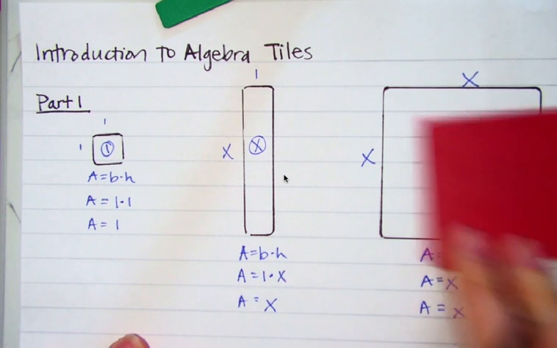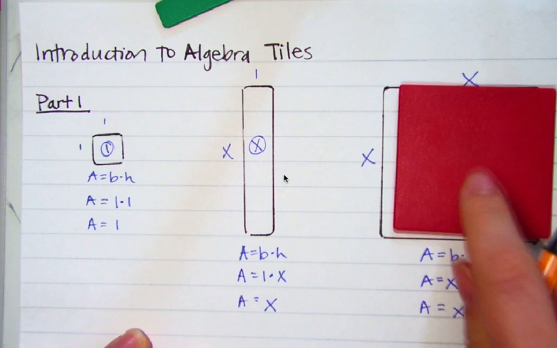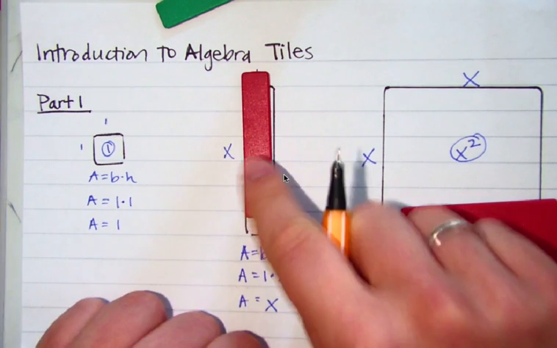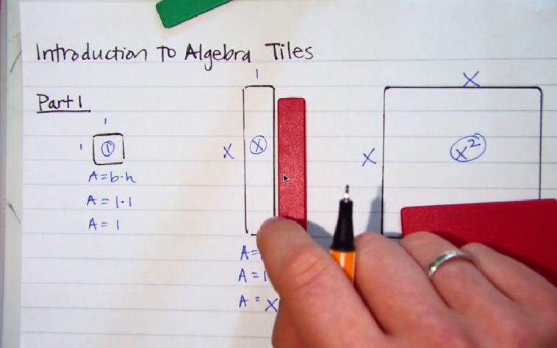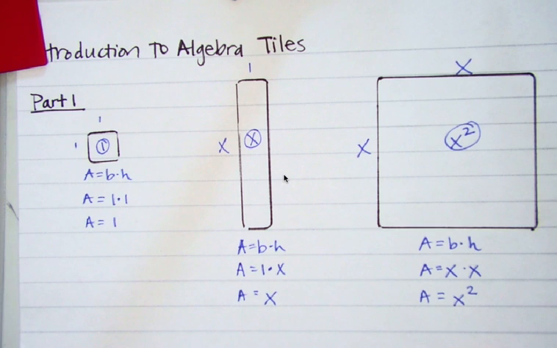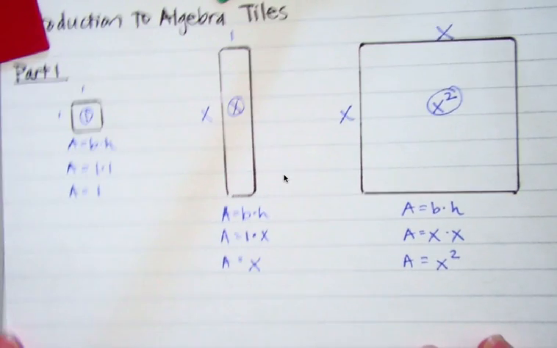Do not forget that if it's a negative, then you would just write a negative x squared here, just like you would here. If this is red, that means it's a negative x, and if this is red, it's a negative 1.